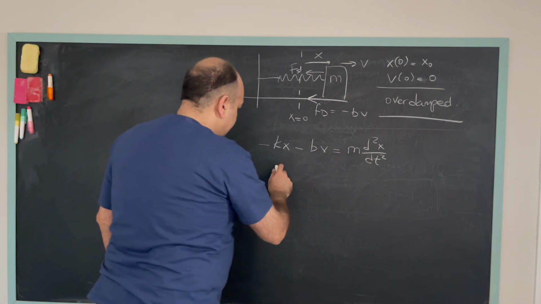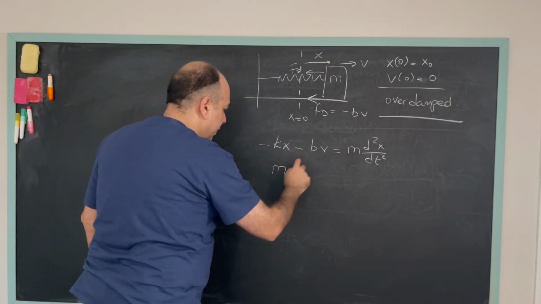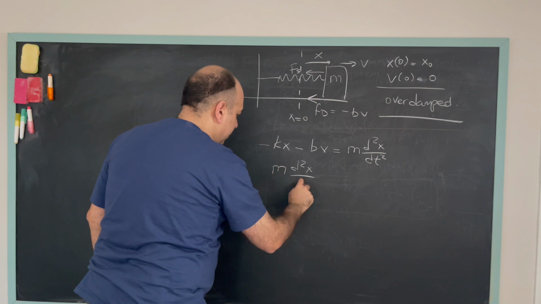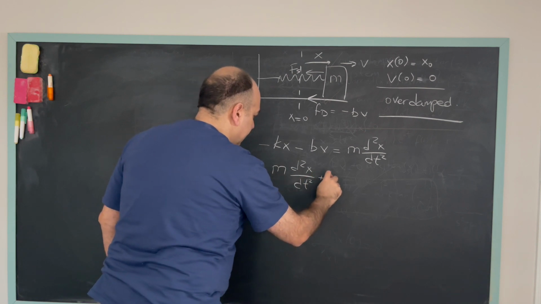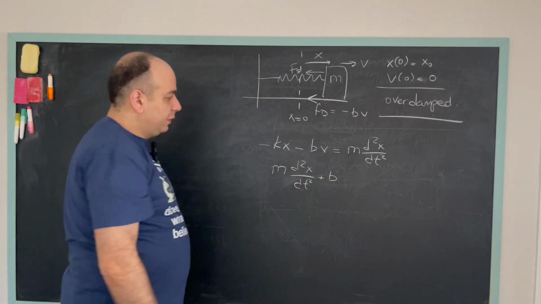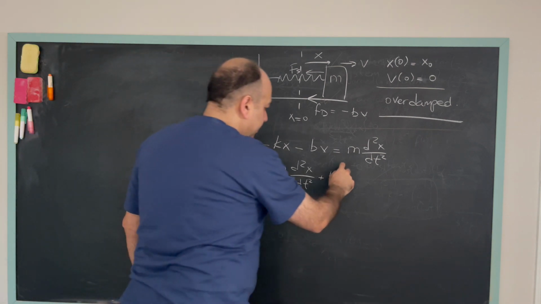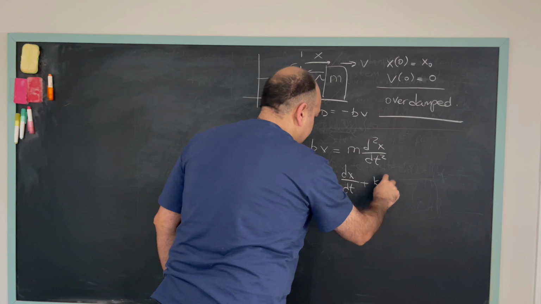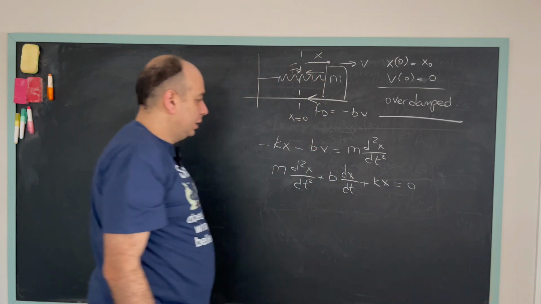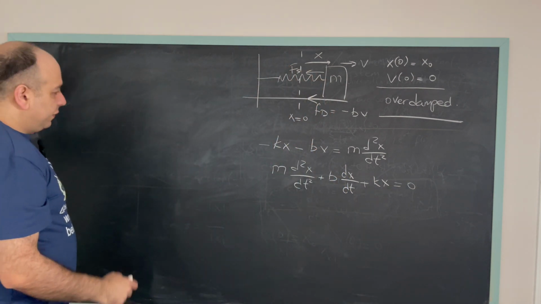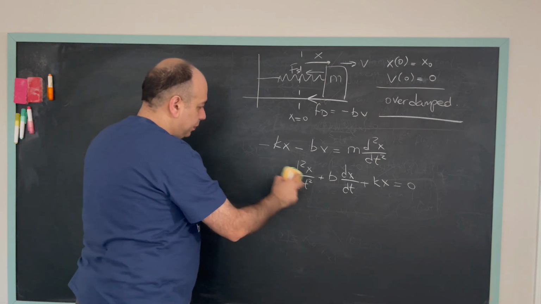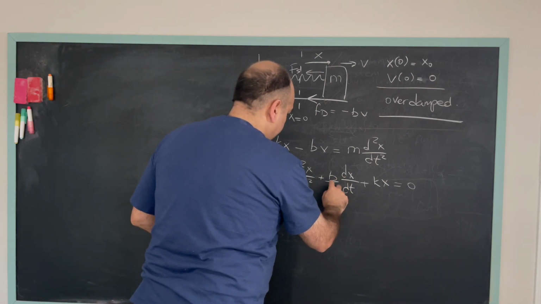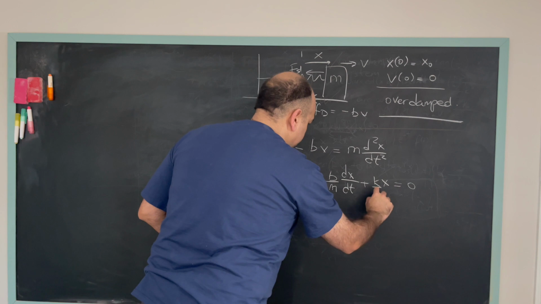So if we write it in a different way, this is m times the second derivative of x, plus b times v, which is dx over dt, the first derivative of x, then we have plus kx is equal to 0. So at this point, if we divide all the terms by m, you have b over m and k over m.